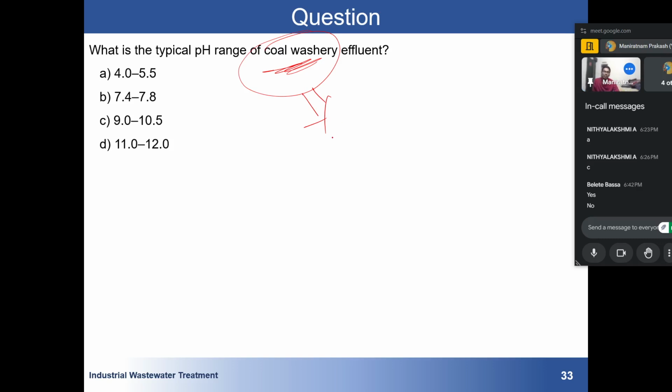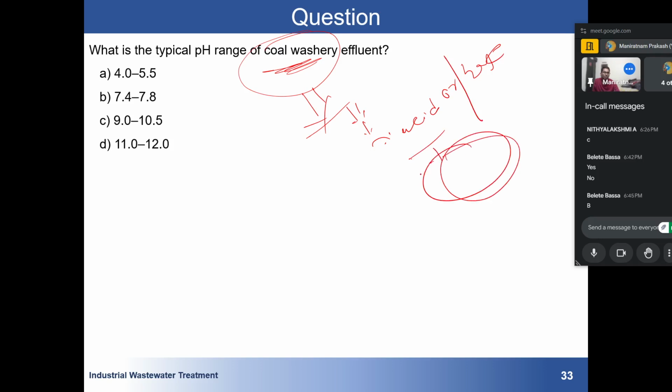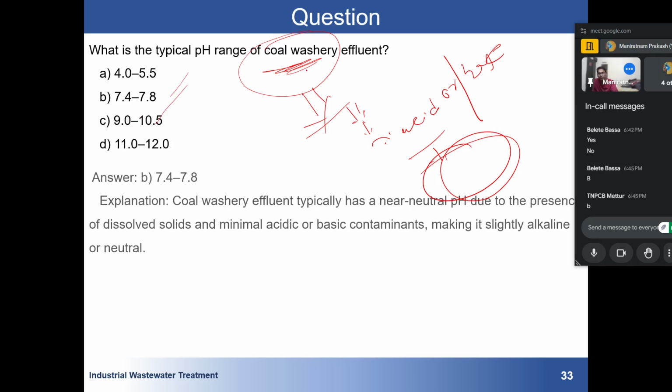Also, you can just make a guess. This coal does not leach out any acid or base. So as it is not leaching any acid or base, the pH will be in the neutral range. So only one option is neutral, that is 7.5 to 7.4 to 7.8. Yes, the correct answer is B.